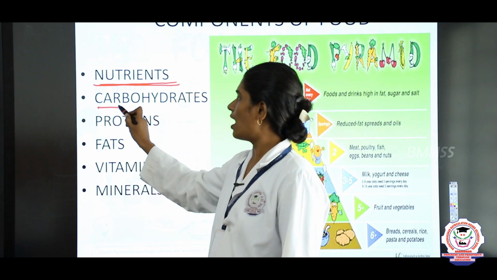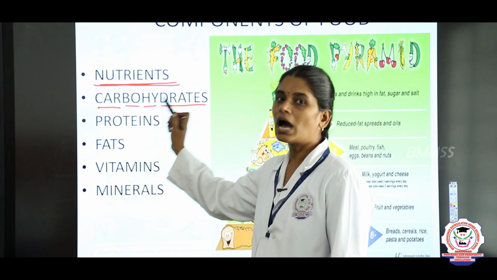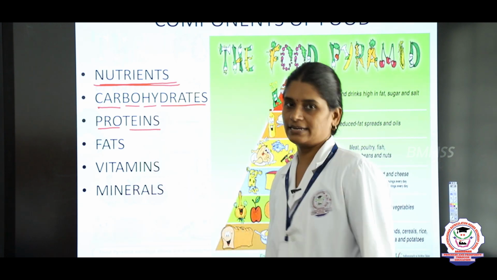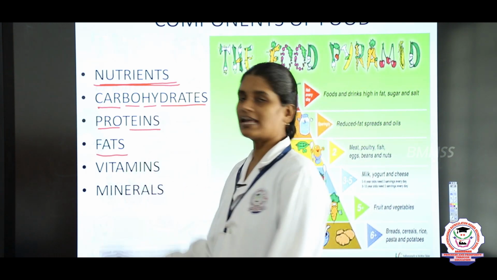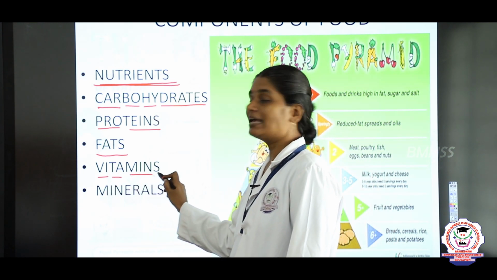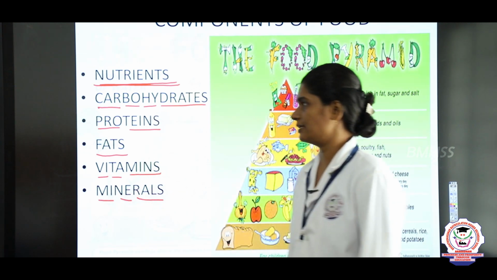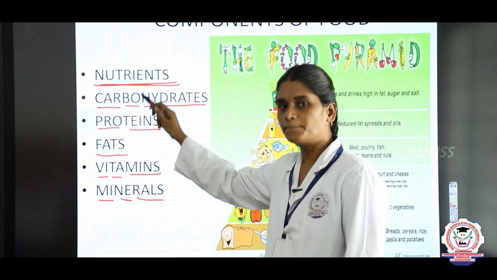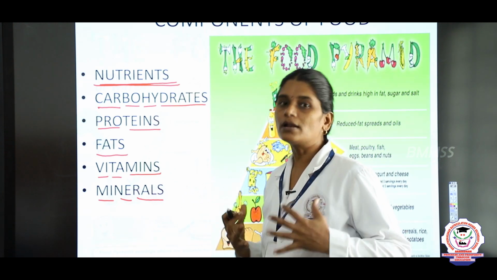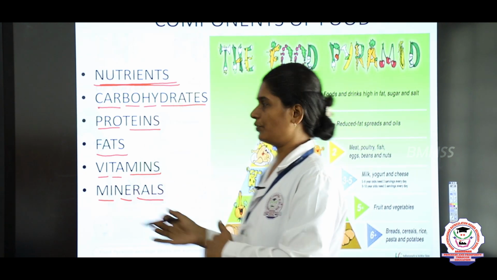First, the nutrients we will see are carbohydrates, and the second one, proteins, and then the third one, fats, and then vitamins, and then minerals. So: carbohydrates, proteins, fats, vitamins and minerals. These nutrients help our body to do various functions. Now we will see in detail about each nutrient.